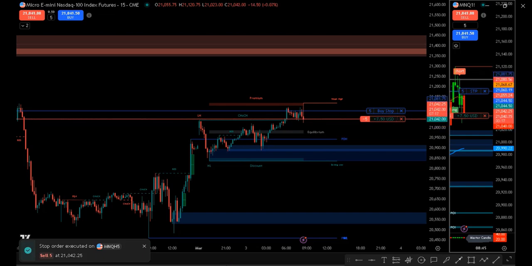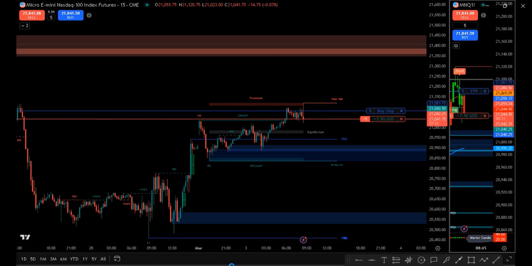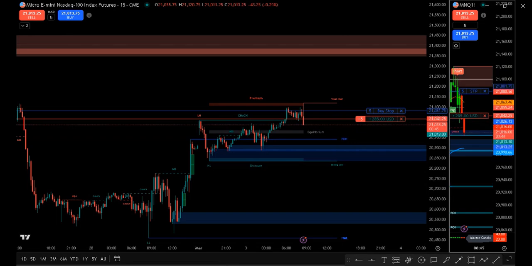Okay, so I'm currently in this short position. I'm short at 21.42, and this is micro futures NQ, and we're short 5 contracts. I like the selling volume coming in on this trade.